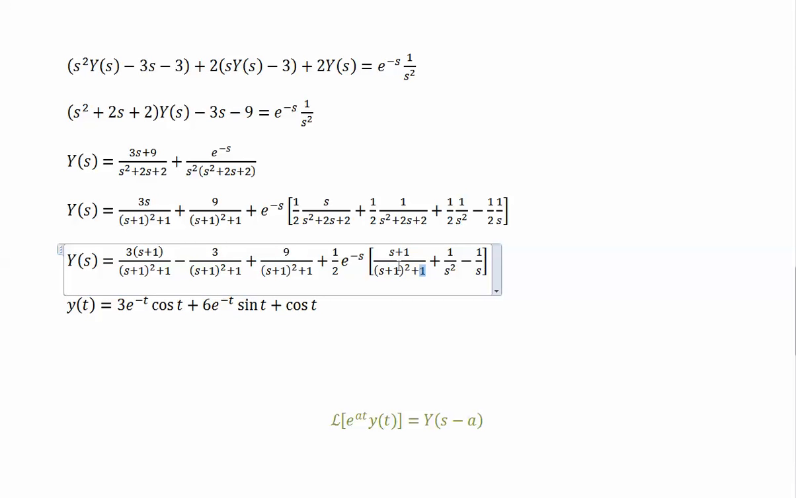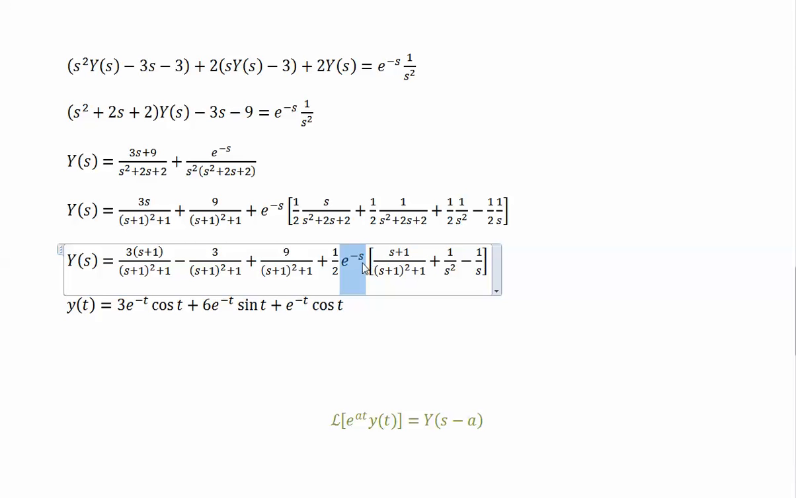But it is shifted to the left by 1, right? So like really minus a negative 1. And our S-shift rule says that the effect of that will be to just introduce an exponential on the outside of your inverse Laplace transform. So e to the minus t. So that right there would be the inverse Laplace transform just of this term.